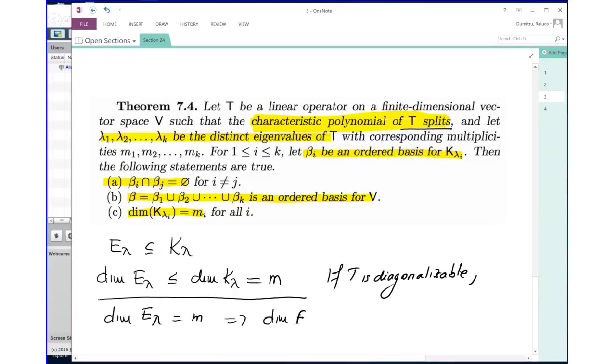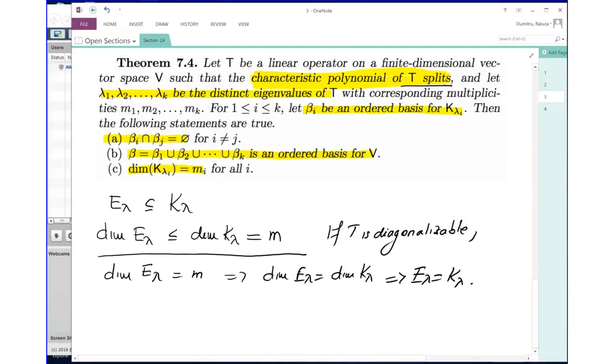E lambda and K lambda have the same dimension, and being subspaces of each other, they would have to be equal. Okay, so this is kind of the extreme case. When the operator is diagonalizable, E lambda and K lambda are one and the same thing, and the matrix will turn into a perfectly diagonal form. In general, if T is not diagonalizable, E lambda would have a dimension that is less than m, which would be the dimension of K lambda.